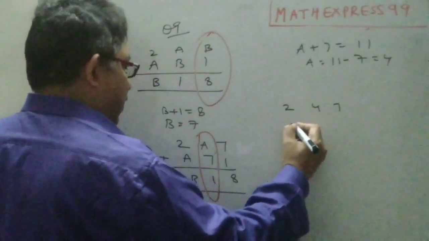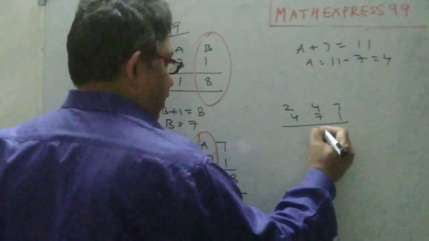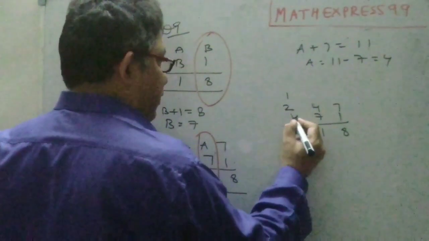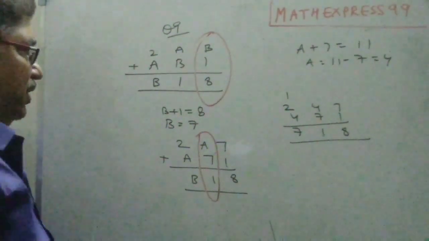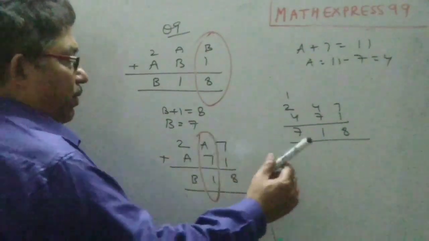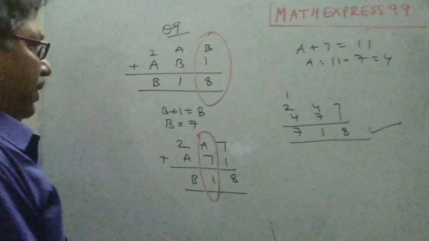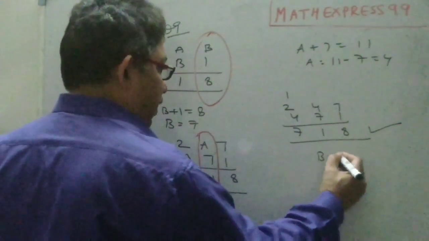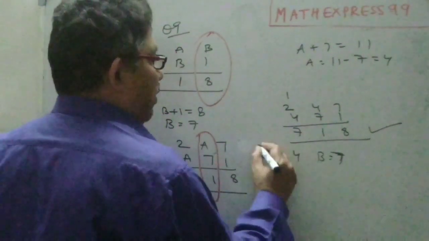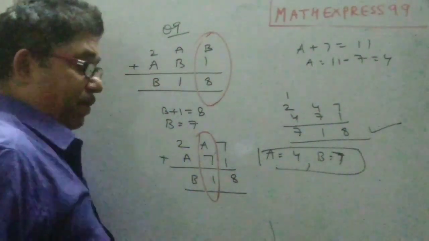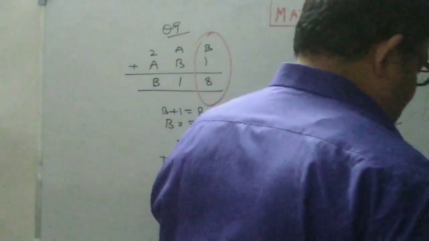Let's see. 7. So in place of this B I got 7, which was actually the value of B. So my answer is correct. So what did I get? I got B equal to 7 and A equal to 4. This is my answer for this question. Coming to the last question, I think it's the last one. Yeah. Coming to the last question of the exercise.